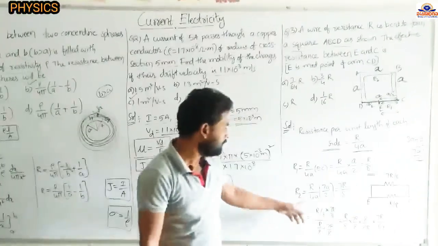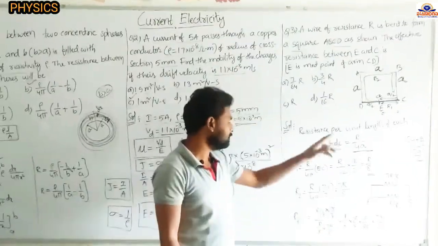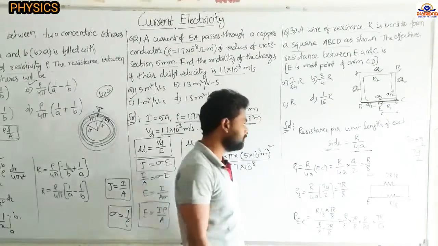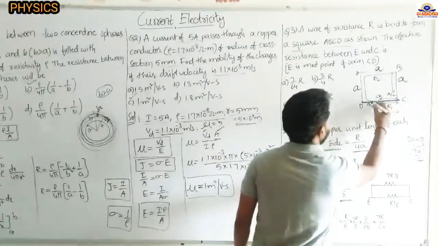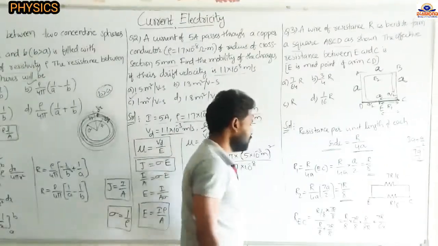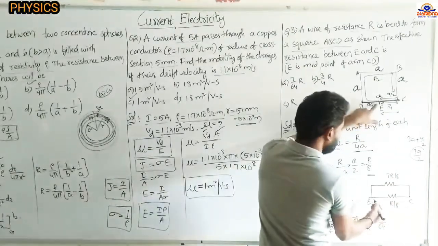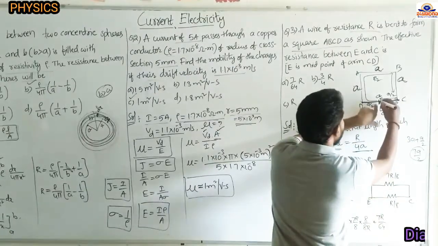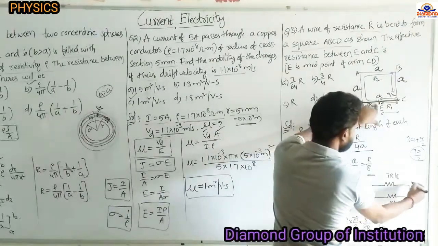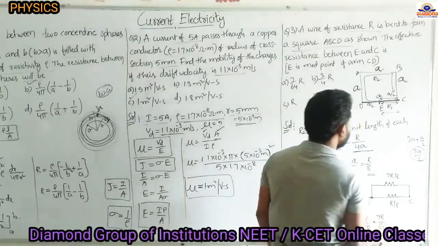Okay, I have written here each side's resistance is R by 4A and total length is 7A by 2. Then resistance is equal to 7R by 8. This is R1, and this total is R2. So we got the R1 value and the R2 value. Rewriting here, the resistance between E and C is R by 8 and the remaining portion's resistance is 7R by 8. Now we have to find the effective resistance between E and C.